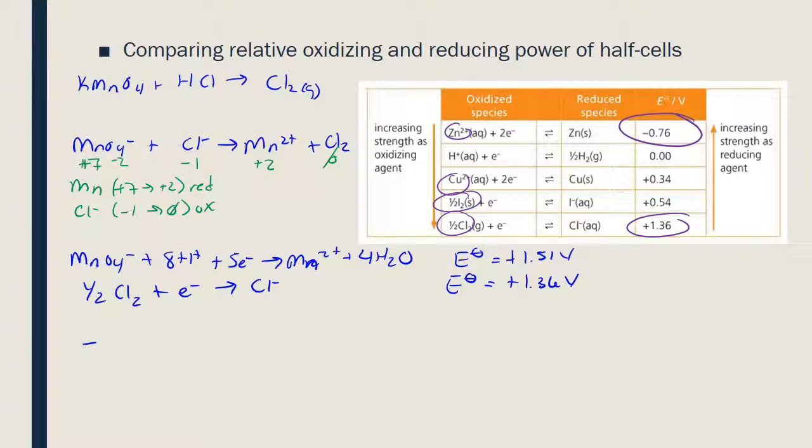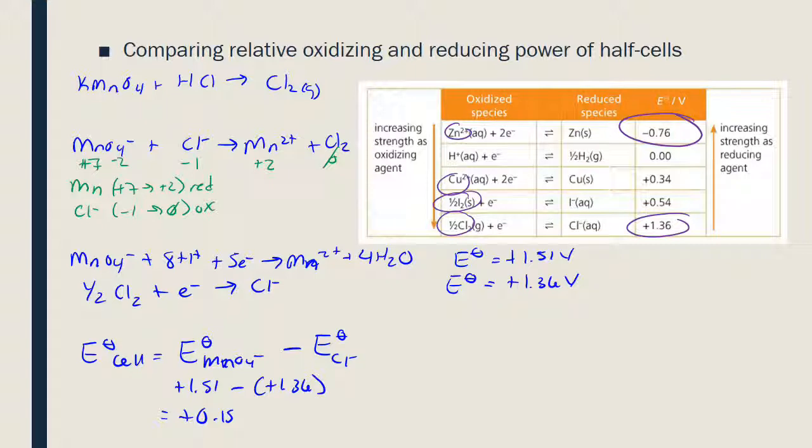So now let's go through and see what's going to happen. So E theta cell equals our reduced species, which is MnO4 minus, our oxidized species, Cl. So then we plug in our numbers, positive 1.51 minus a positive 1.36, and we are going to get a positive 0.15 volts. This means it is going to be spontaneous reaction. Therefore, we will create Cl2 gas.